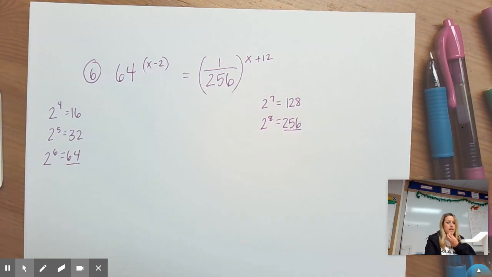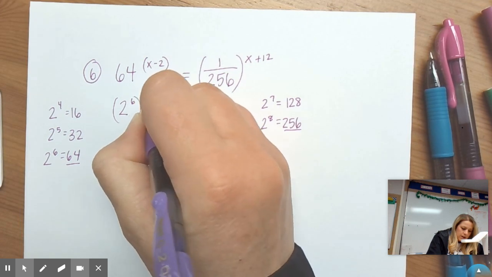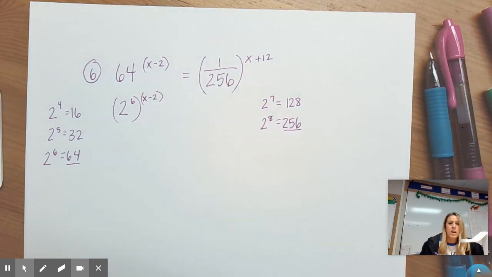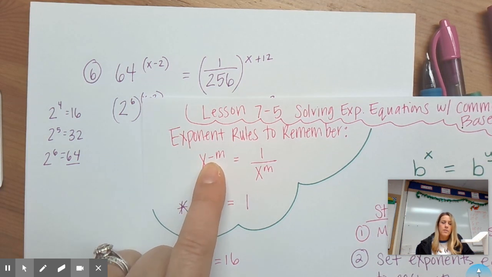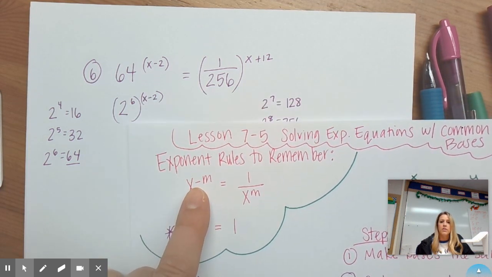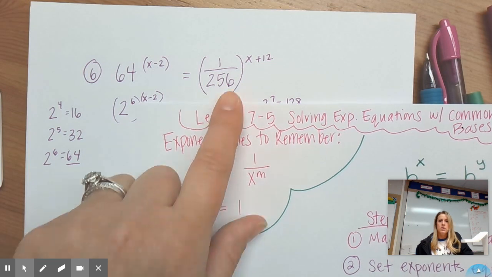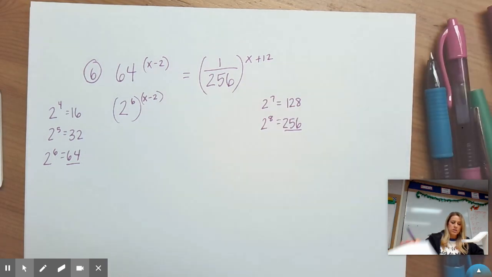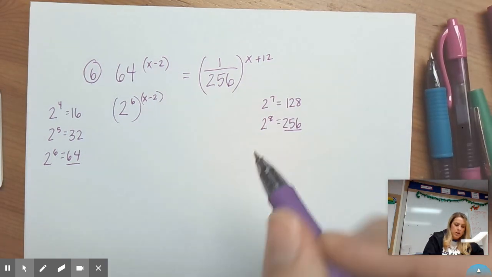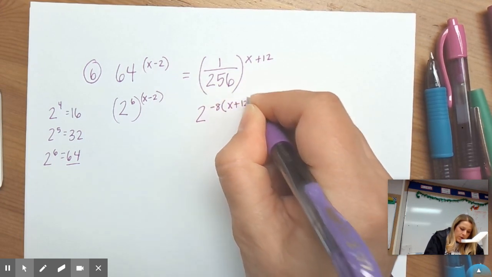Now, what we've got to do is figure out, okay, so this is going to be 2 to the sixth, all of that raised to the x minus 2 power. And then this one, now I've got a fraction. So we've got to go back to remembering this rule right here: if it's a fraction, that means it came from a negative exponent. So instead of just putting 8 as my exponent, I'm going to do 2 to the negative 8 and raise it to the x plus 12 power.